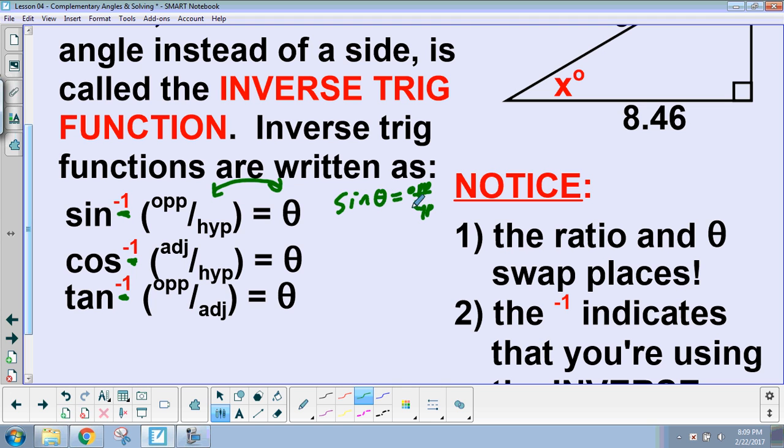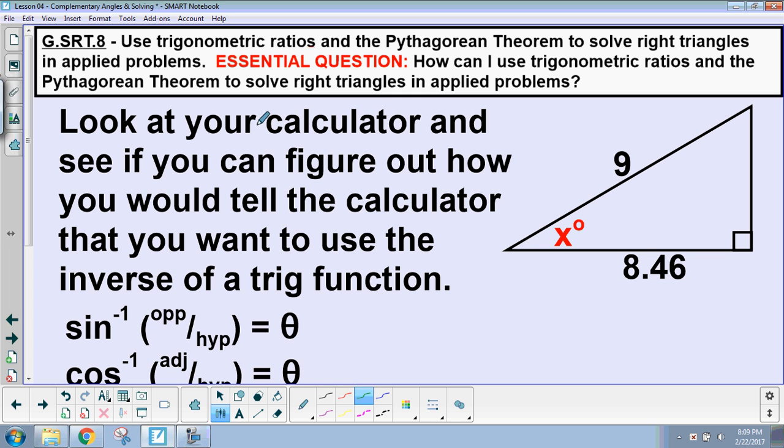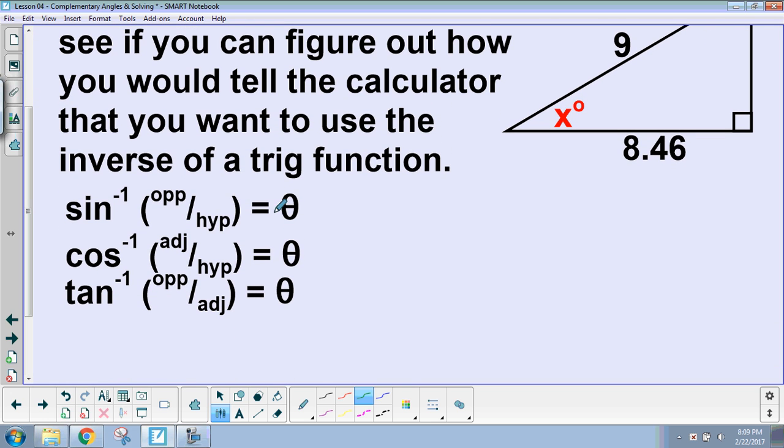So let's take it for a test drive. The ratio and the theta swap places. The -1 indicates they're using the inverse. So look at your calculator, see if you can figure out how you could tell with the calculator you want to use the inverse function. You're going to have to hit shift and then that trig function you want to take the inverse of. And you'll notice a display up on your calculator screen.